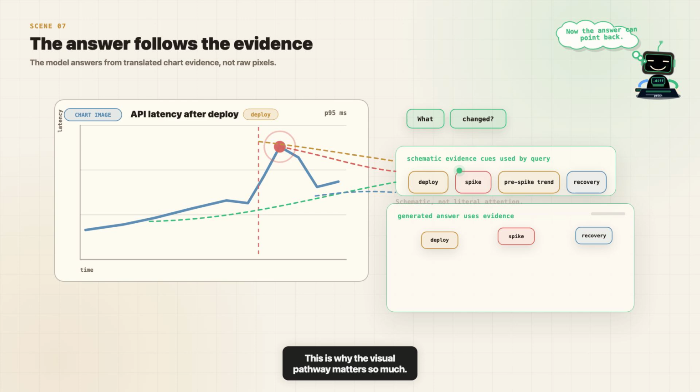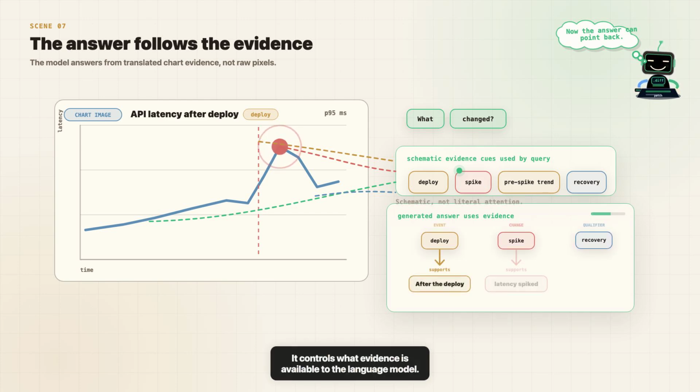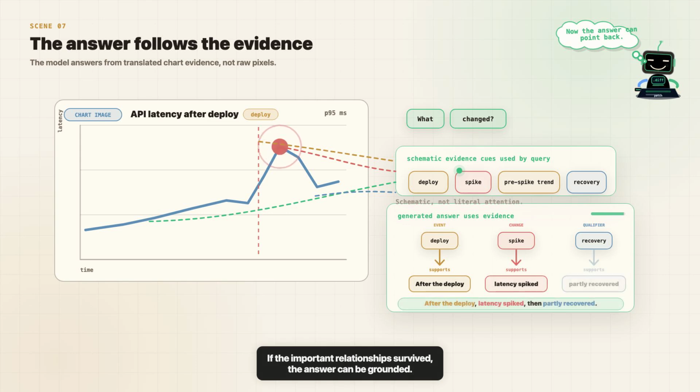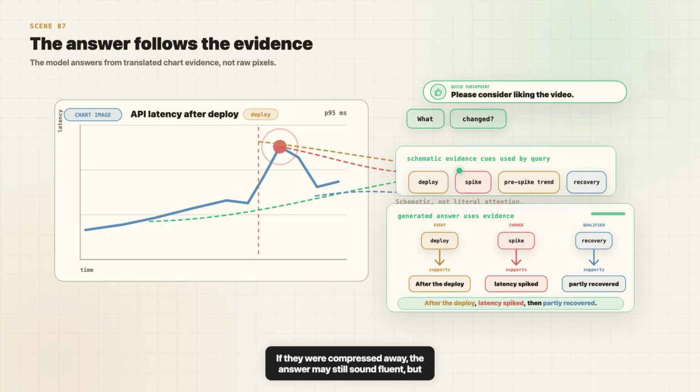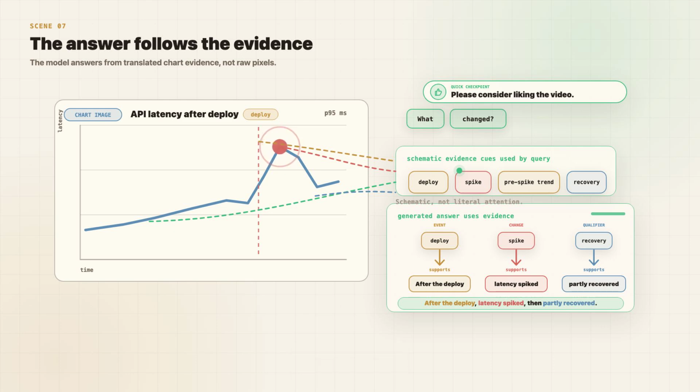This is why the visual pathway matters so much. It controls what evidence is available to the language model. If the important relationships survive, the answer can be grounded. If they were compressed away, the answer may still sound fluent, but it has less evidence to stand on.